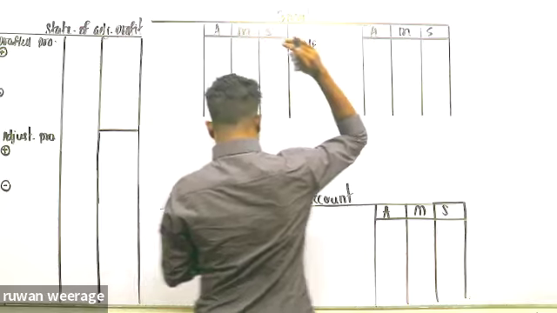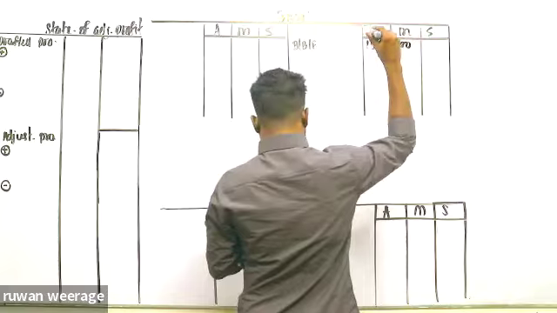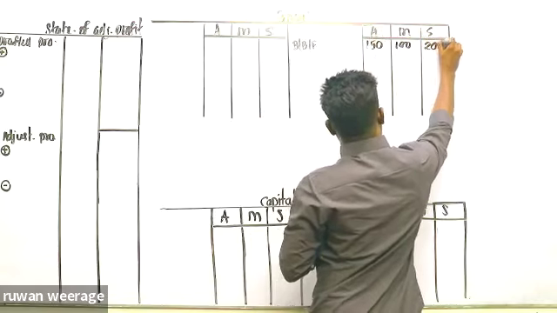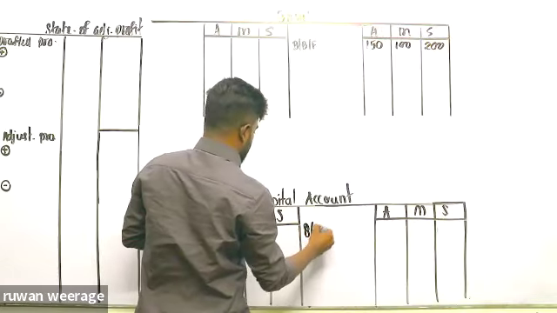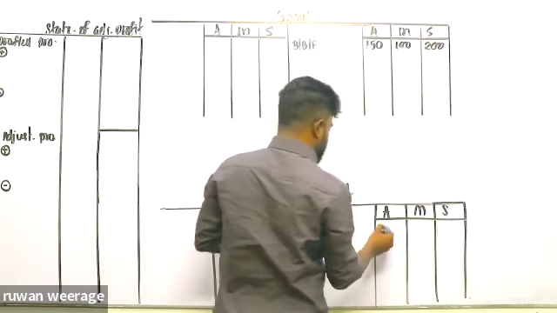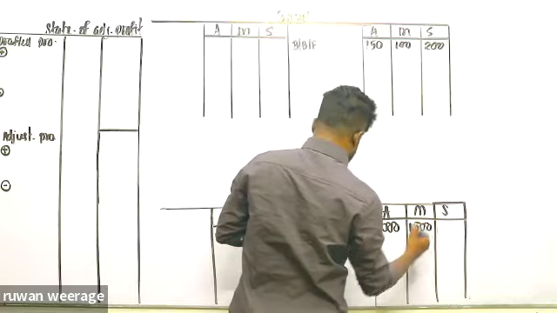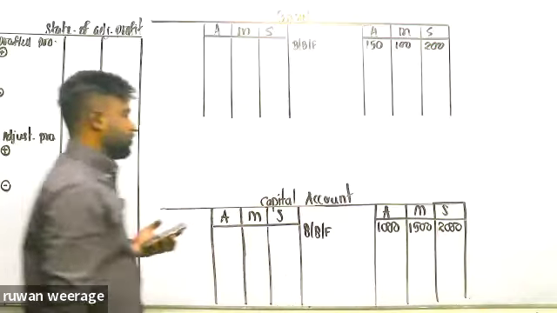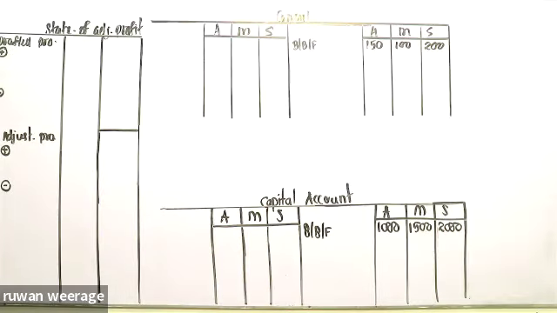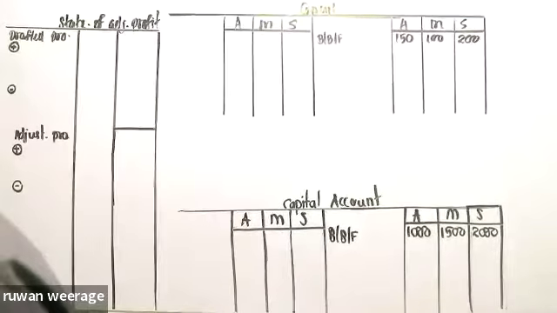Current account opening balances: 150, 100, 200. Right, 1000, 1500, 2000. Clear? Okay. Right, now you have to start from adjustment number 1 and write down the double entries.